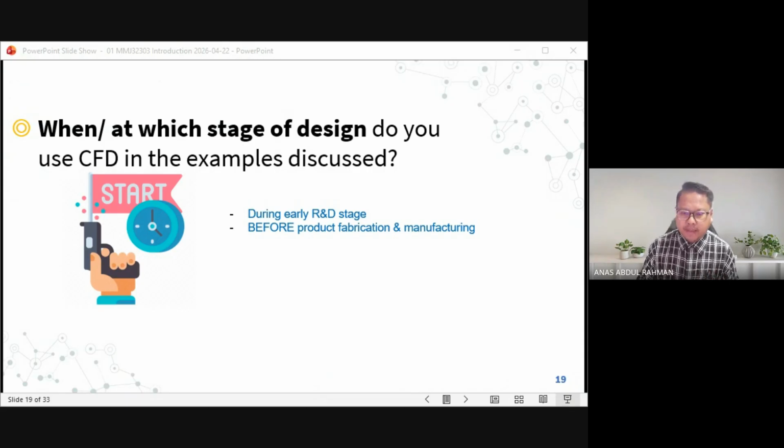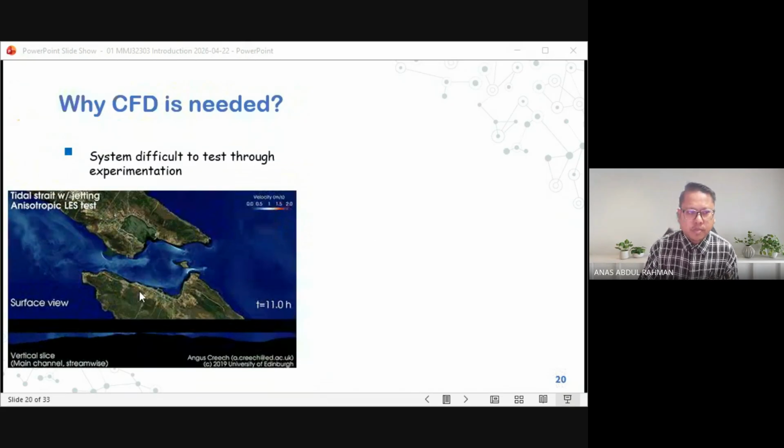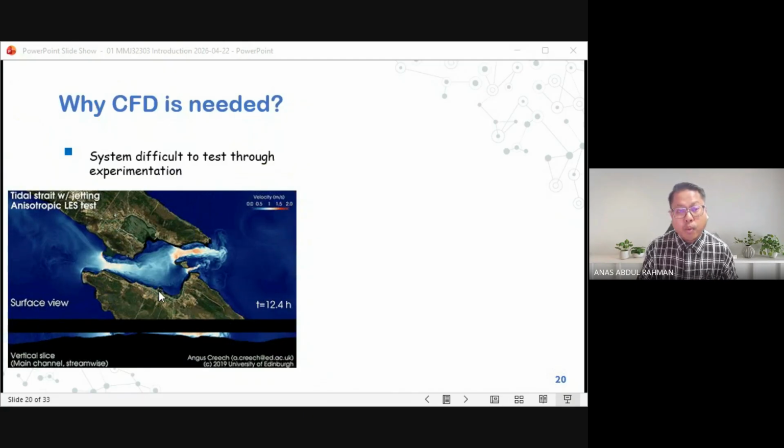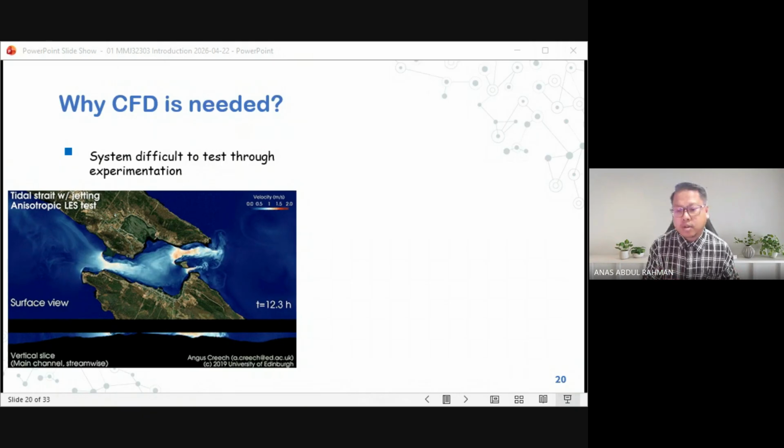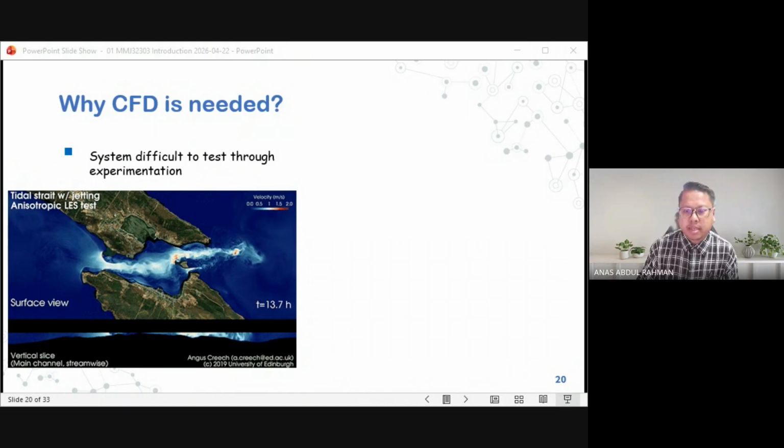It's basically similar to FEA. We want to reduce the possibility of failure and defects in our product, so we start early on. The other case when CFD is needed is when the system is difficult to test or investigate. As I showed just now in this example, it's almost impossible to conduct this with a lab-scale experimental procedure, because this is a large-scale model and the real place is not in meters but in kilometers, hundreds of kilometers in size. So it's almost impossible to replicate in a lab setting.